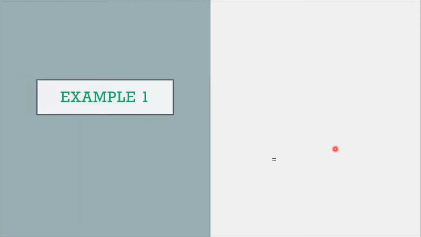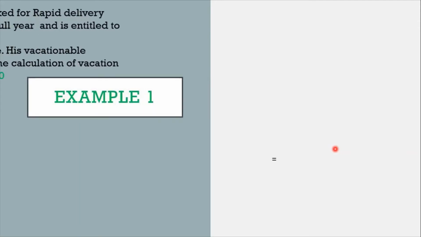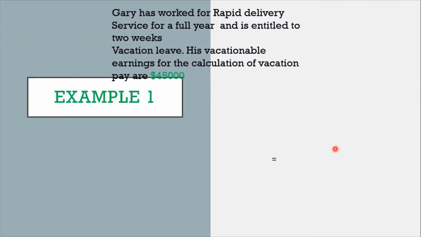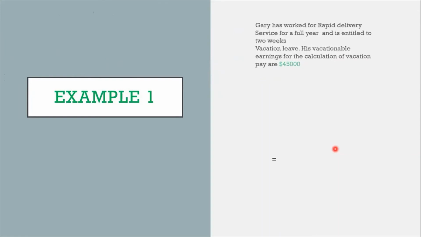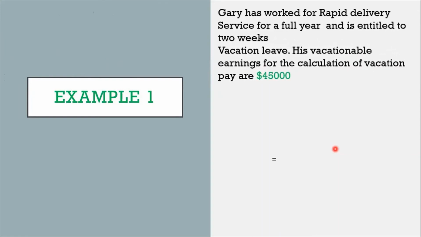Example 1. Example 1 will give you an example of when someone goes on vacation for 2 weeks, and later on we have more examples, so everything will be made clear. In this example, we have Gary, who has worked for Rapidly Delivery Services for a full year and is entitled to 2 weeks vacation leave. His vacational earnings for the calculation of this vacational pay are 45,000. So how will you really calculate this one?